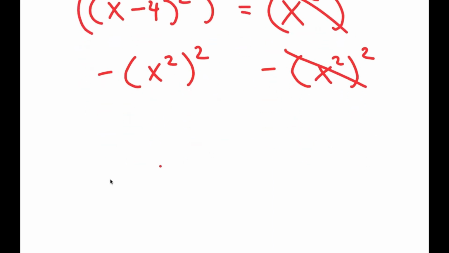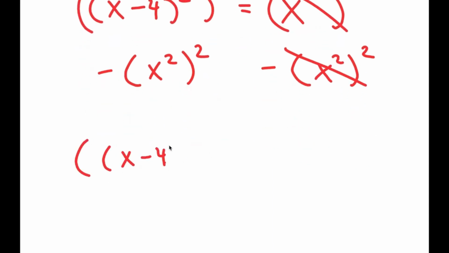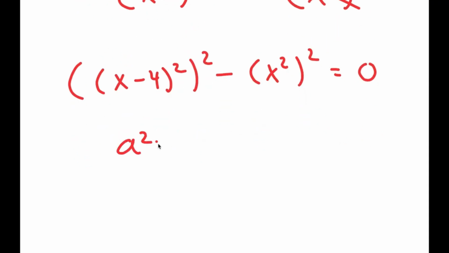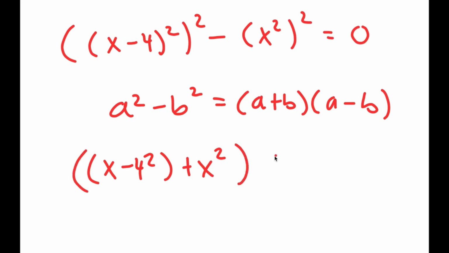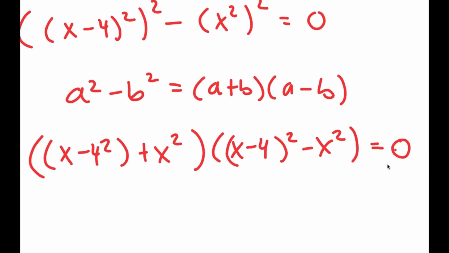So these two cancel out, and I get ((x minus 4)^2)^2 minus (x^2)^2 is equal to 0. Now if I have something in the form a squared minus b squared, this is equal to a plus b times a minus b. So now I get ((x minus 4)^2 plus x^2) times ((x minus 4)^2 minus x^2) is equal to 0.